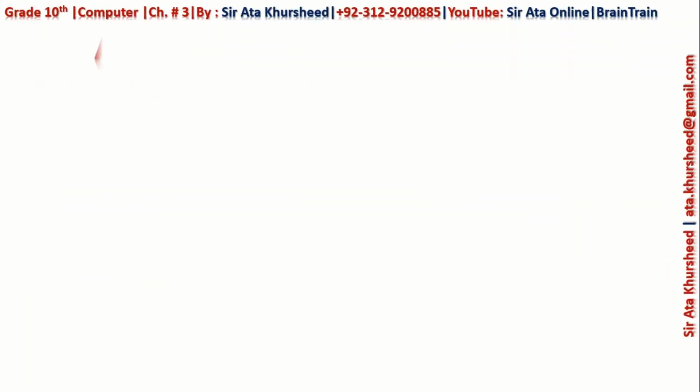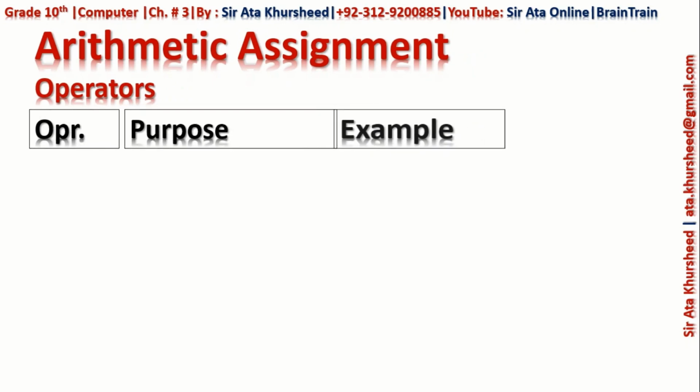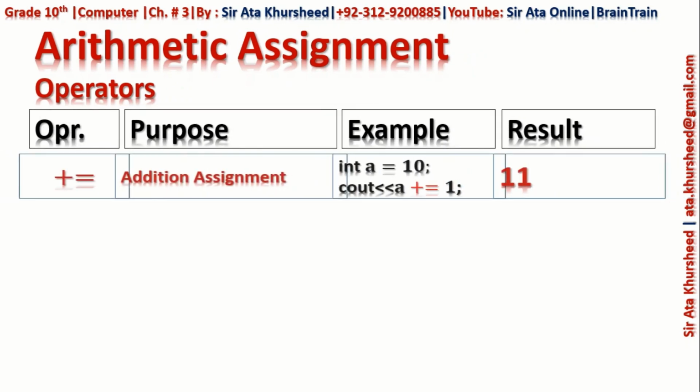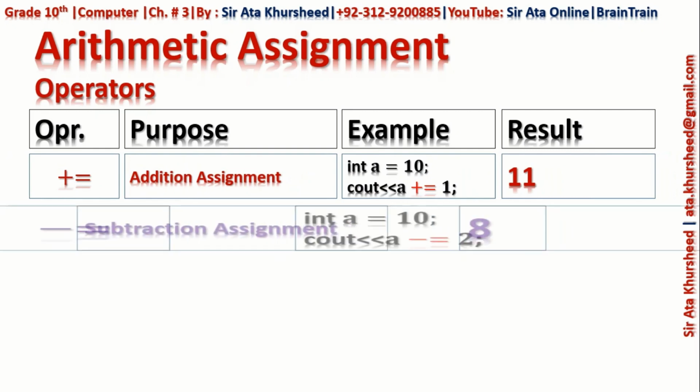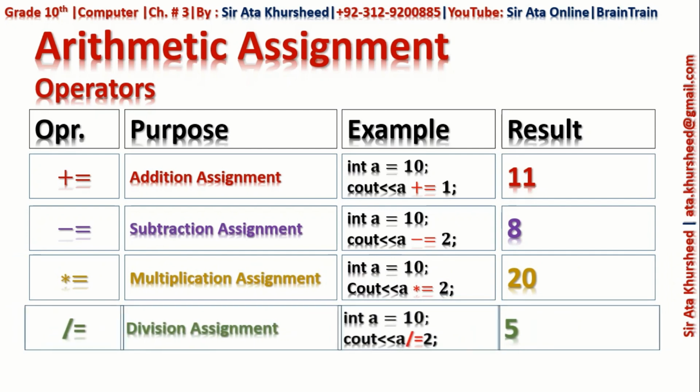C++ gives us extra arithmetic assignment operators. These include addition assignment, that is, plus equal (+=), subtraction assignment, that is, minus equal (-=), multiplication assignment, that is, asterisk equal (*=), division assignment, that is, slash equal (/=). These operators let you do an arithmetic operation and assign the result in one step.